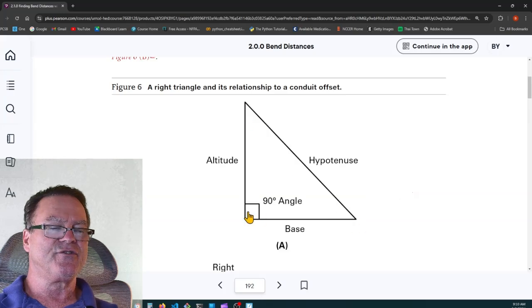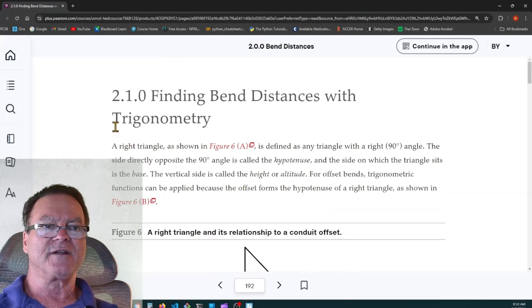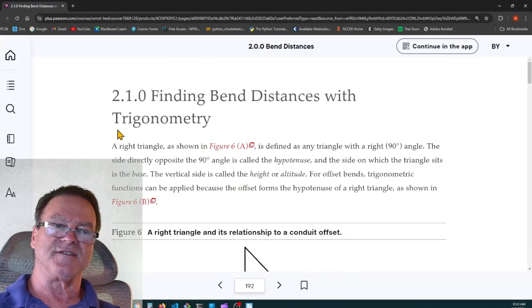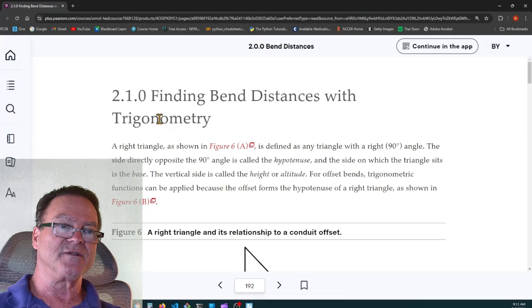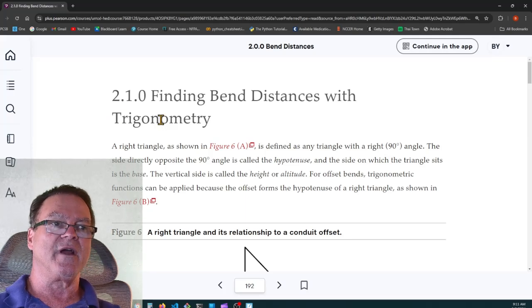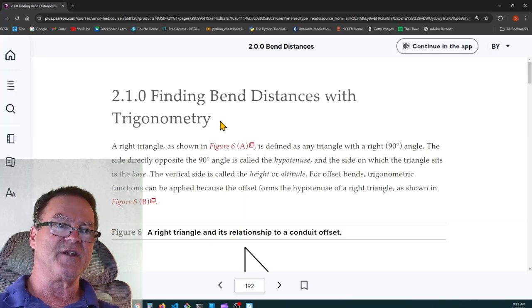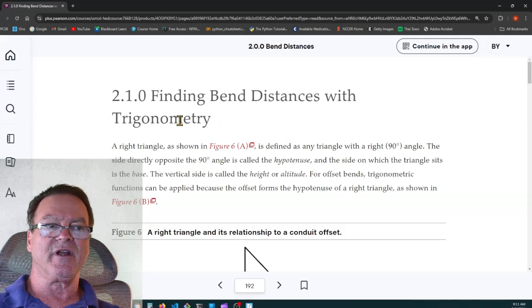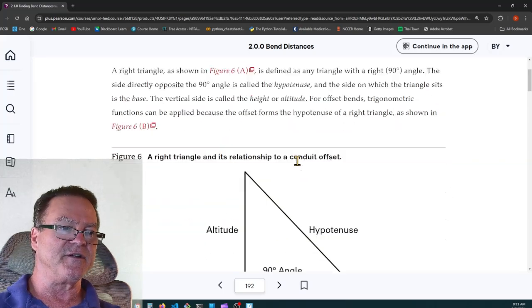When I teach trigonometry, the first thing I say is an octagon has 8 sides, a pentagon has 5 sides, a hexagon has 6 sides, a trigon has 3 sides, like a tricycle has 3 wheels. A trigon is a triangle. Geometry is the art or science of measuring the earth, geo. Trigonometry is the art or science of measuring triangles. That's all it is. So don't let it intimidate you.